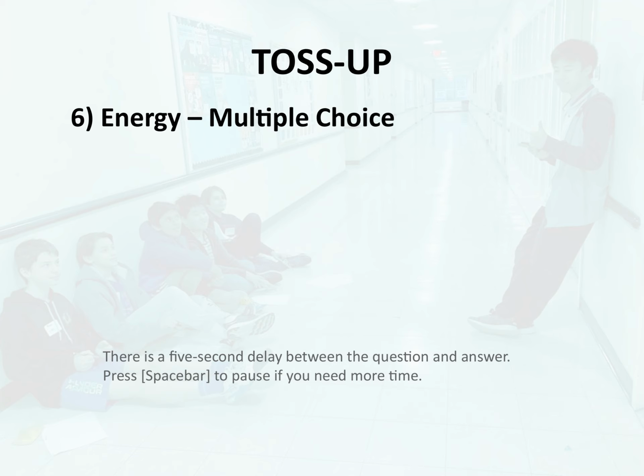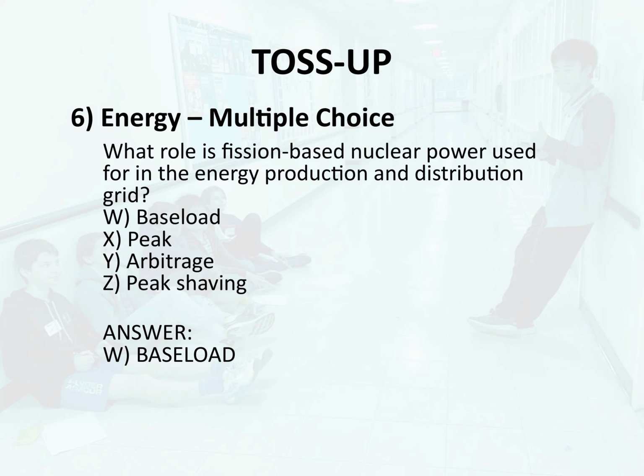Toss-up 6. Energy, multiple choice. What role is fission-based nuclear power used for in the energy production and distribution grid? W. Baseload. X. Peak. Y. Arbitrage. Z. Peak shaving. Answer. W. Baseload.